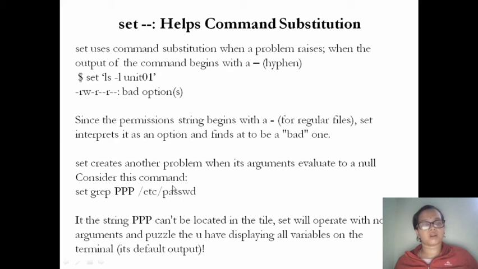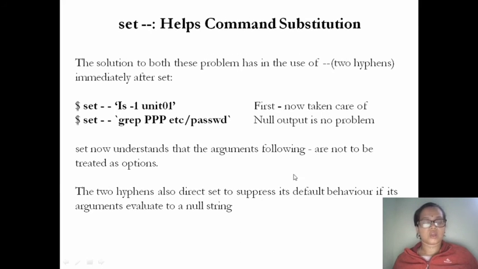Consider this command. Whenever it becomes null, see here the set grep command, where we are using ppp from /etc/passwd. If the string ppp can't be located in the file, then set will operate with no arguments and you will see all variables displayed on the terminal. So it's a default output.